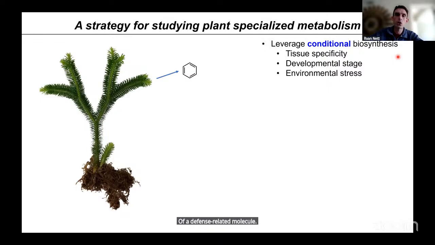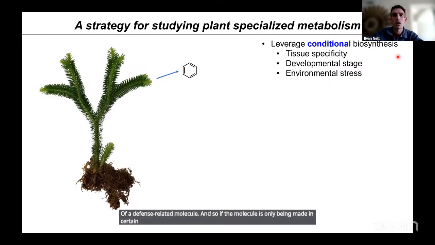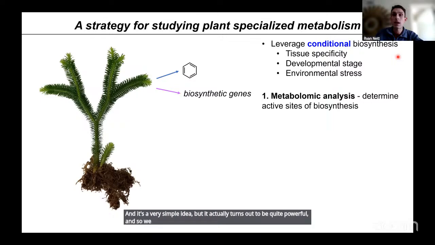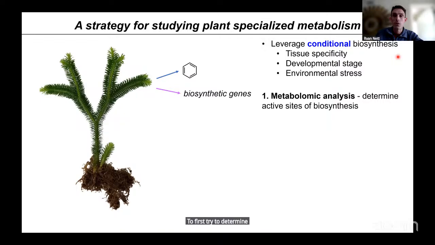And so if the molecule is only being made in certain places at certain times, you'd expect that the biosynthetic genes that make the molecule are only going to be expressed where and when that molecule is being made. And it's a very simple idea, but it actually turns out to be quite powerful. And so we spend a decent amount of time in my lab to first try to determine where the molecule is actually being made in the plant.